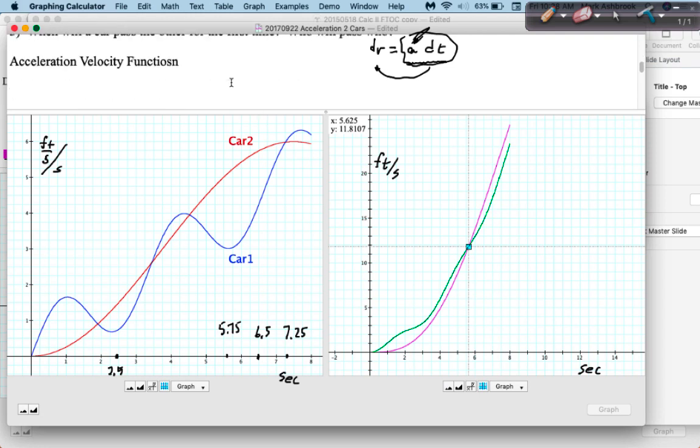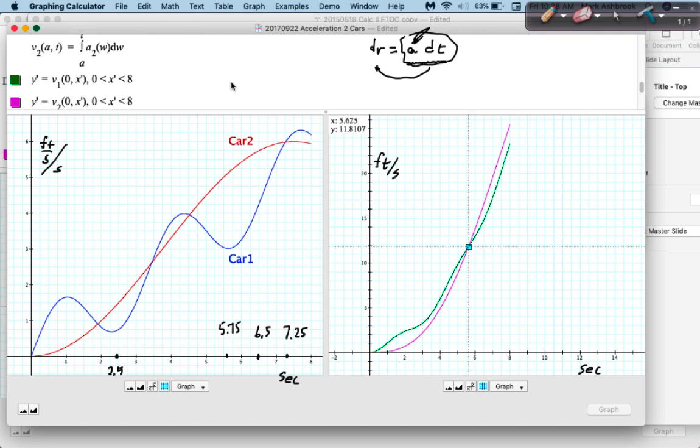So I've got my speed functions. I think that's it. So then I'm going to show you.